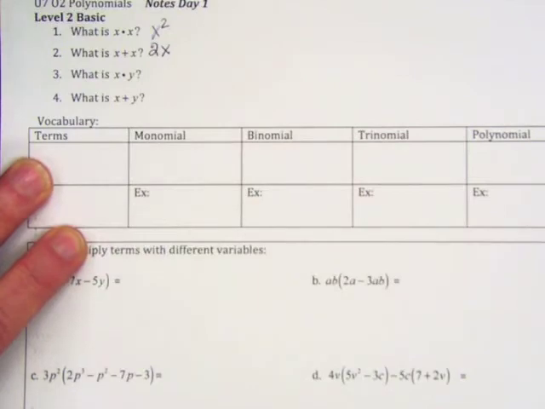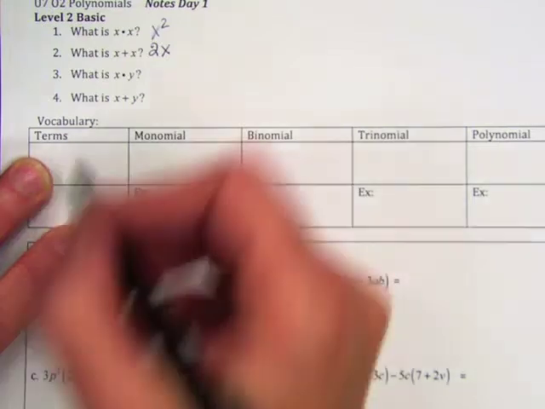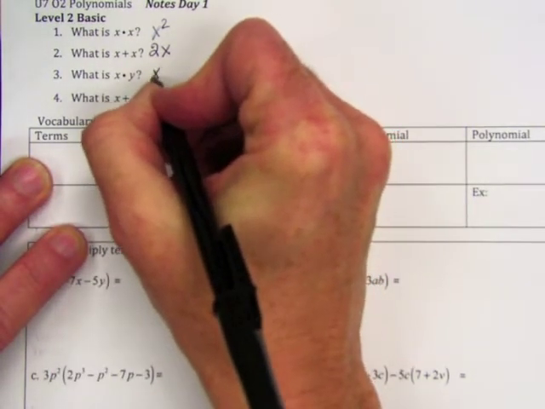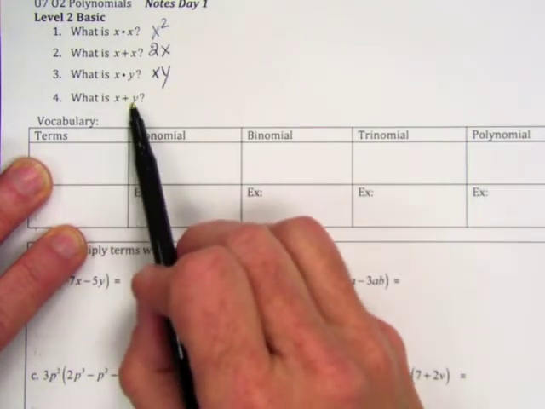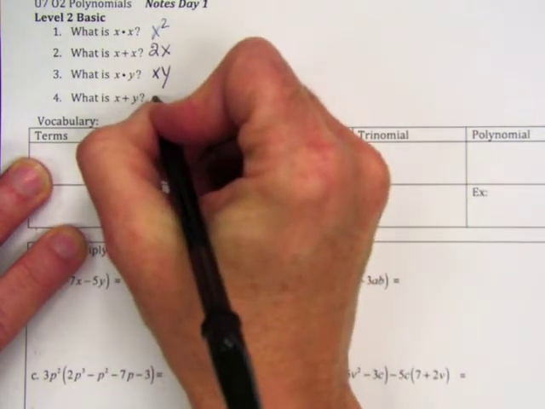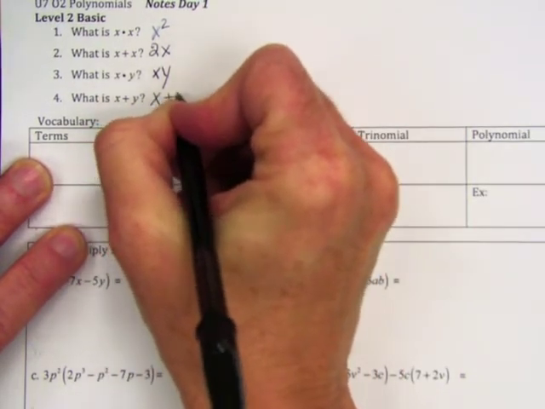Now what do we do when we're multiplying and we have different variables? We just write the variables next to each other as a product, and the most common way we write the letters is in alphabetical order. So x times y would be written xy, and that's because x comes before y in the alphabet. What is x plus y? Neither of these are like terms, so you cannot combine them, so x plus y would just be x plus y.